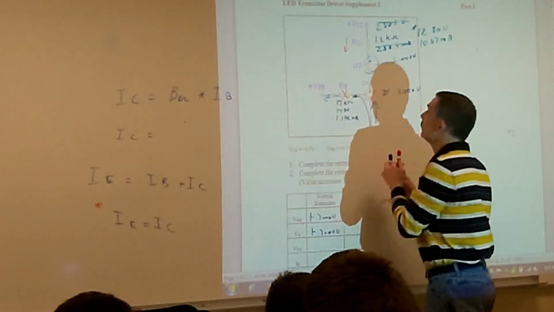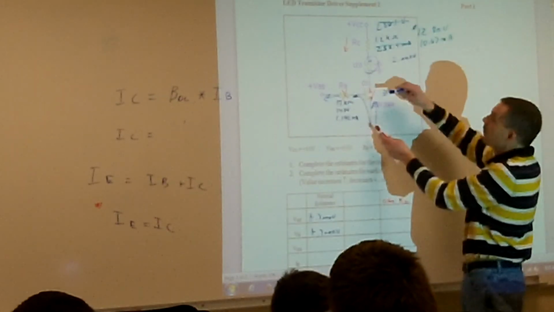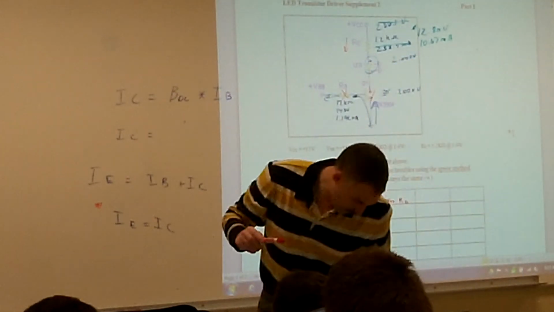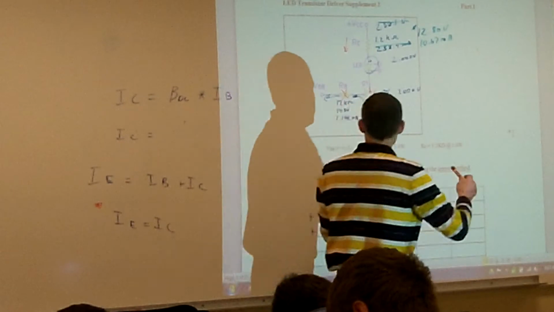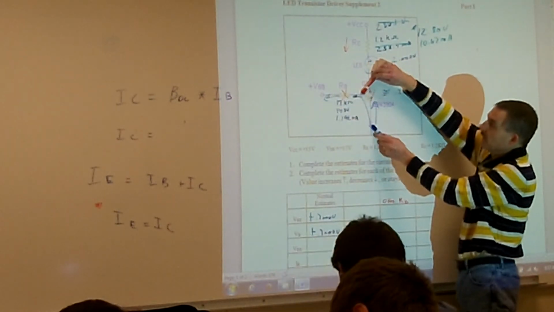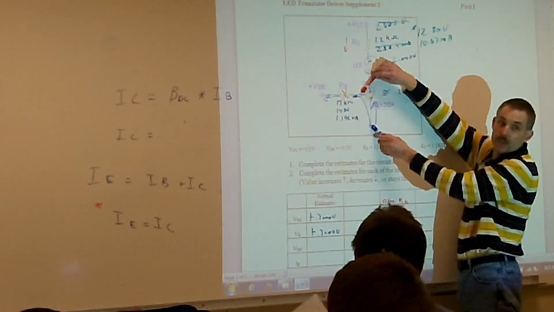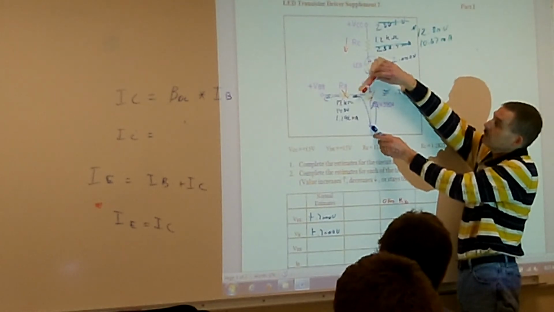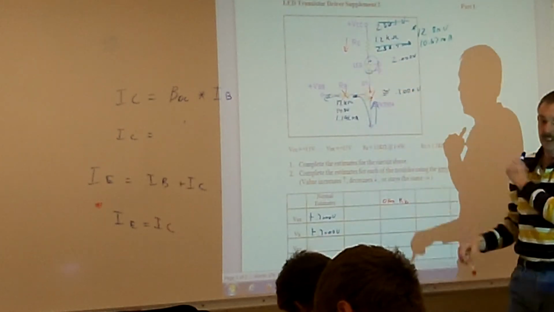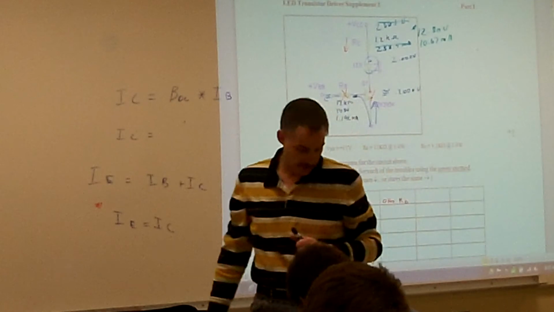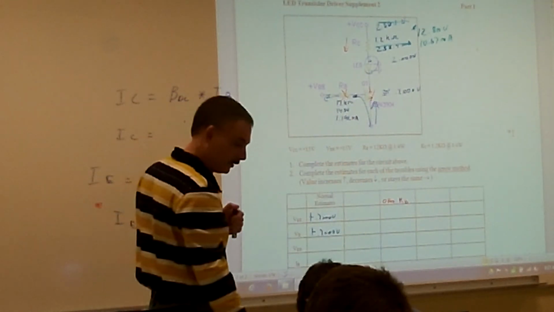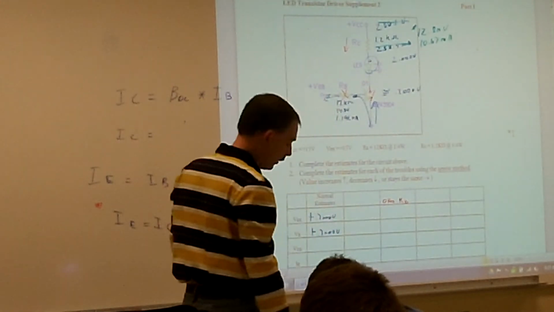So I'm looking at my voltage from B to E. If my RB is open, I have my red lead here, my black lead here, what's going to happen to my voltage going across from my base to the emitter? It's going to be 0 volts. So did that one increase, decrease, or stay the same? It decreased because it went from a positive 0.7 volts down to 0.